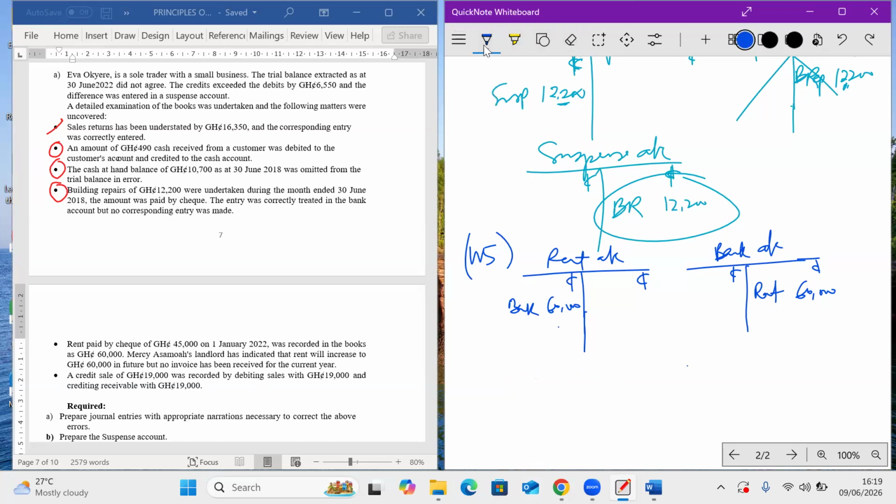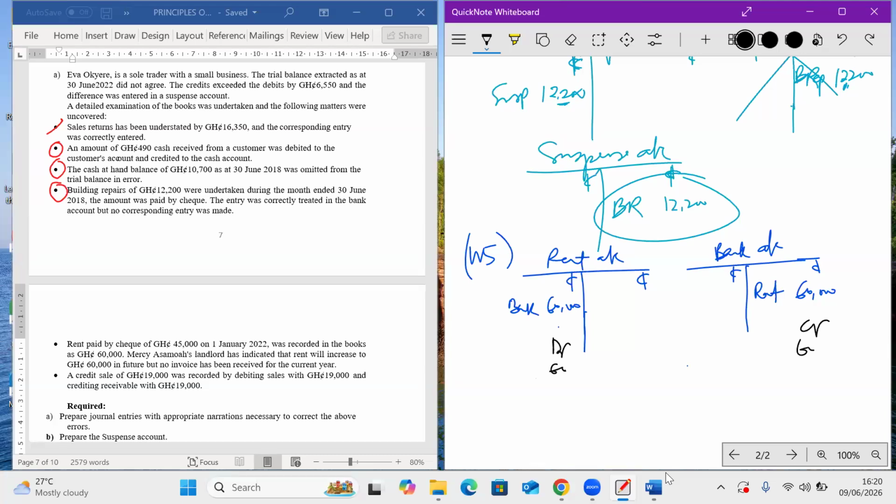Right? Yes. So that's it. Rent is debited. Bank is credited. The figures are the same, 60 here, 60 there. So it's an error, but it doesn't affect the trial balance.